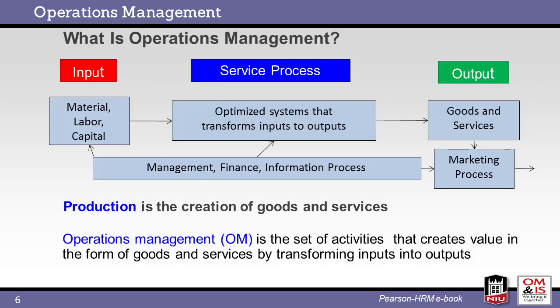Redefining operations management for services simply changes the output from a product to a service. Structurally, we transform labor into a service. Here, production is the creation of the service, while operations management controls the activities that transform inputs into services.